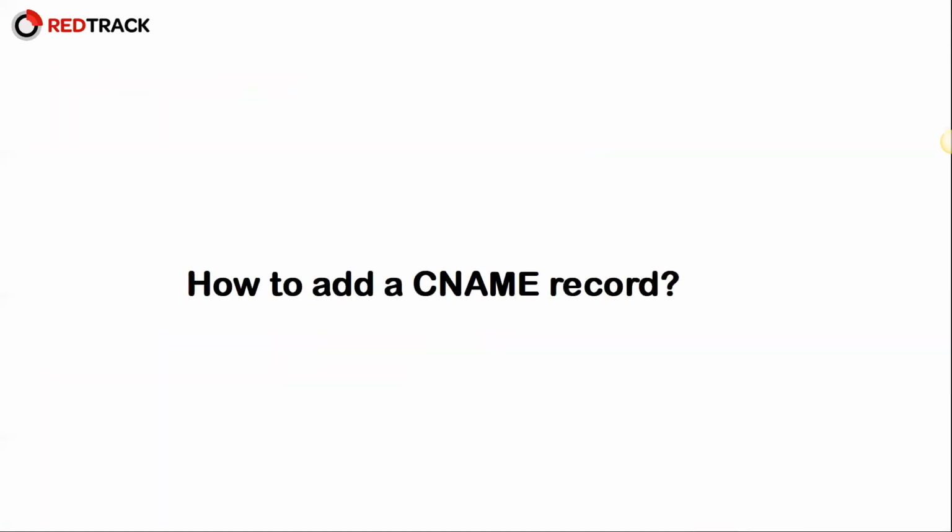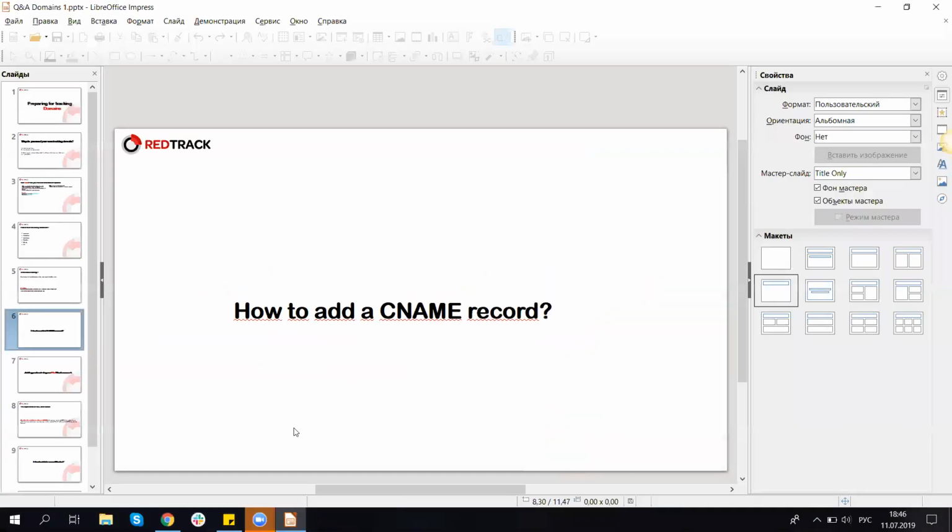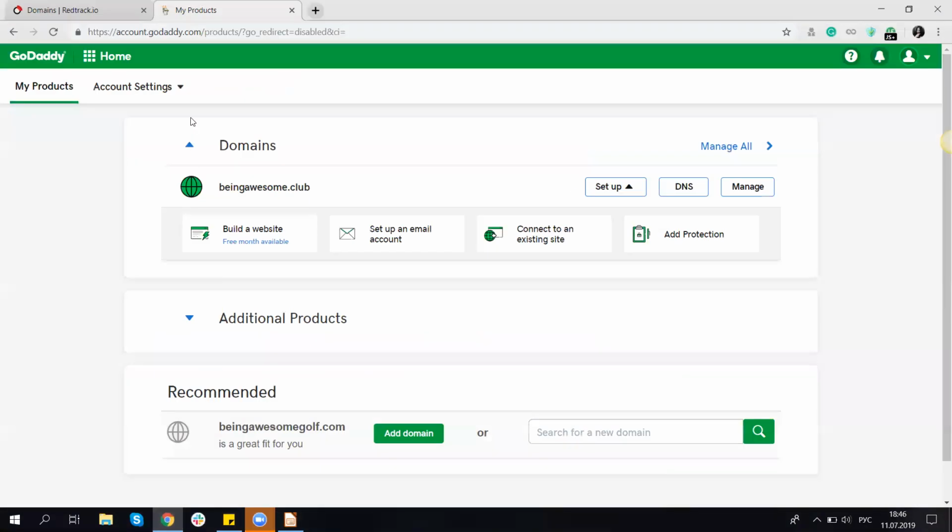So how to add a CNAME record? It's a very common question, so I will show you on a GoDaddy example. We will now go to a GoDaddy account. I already have a purchased domain. You can see it here. Now I go to DNS settings.